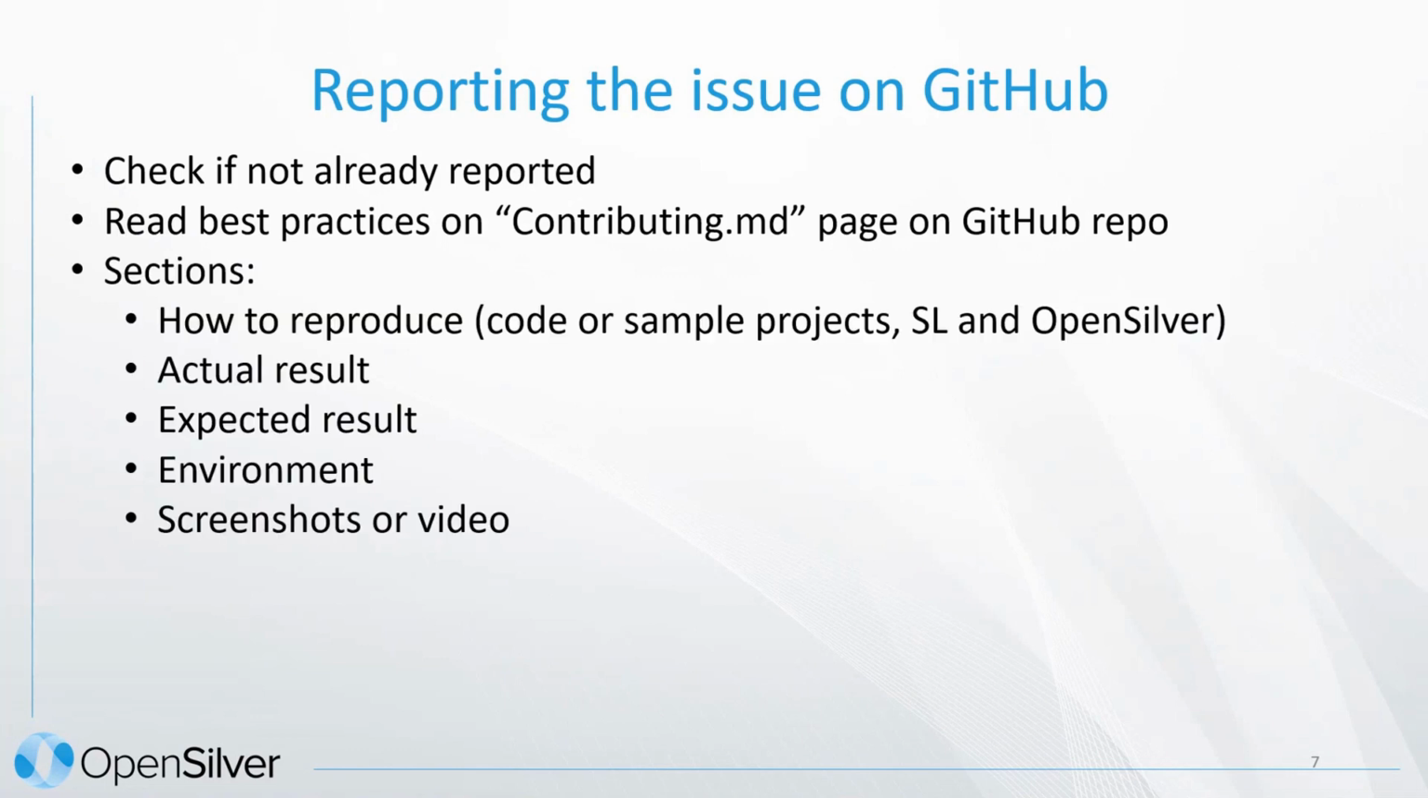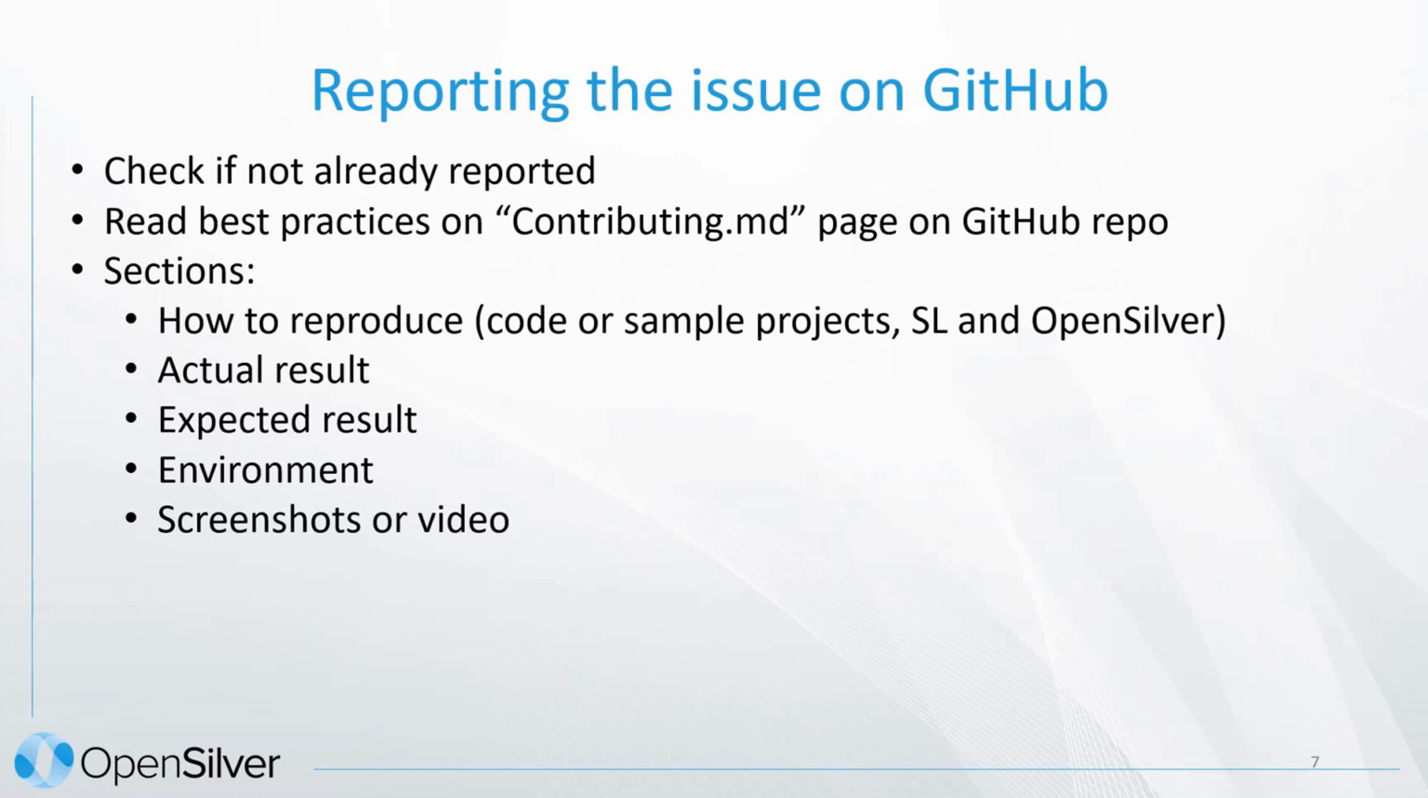And then create an issue on GitHub with the following information: how to reproduce. So you should provide code or a screenshot of the code, or ideally the sample projects that we have just created. You can just zip them and upload them. You should explain what's the actual result when you run. Basically, actual result is I get a gray square. What's the expected result? I should not get a gray square.